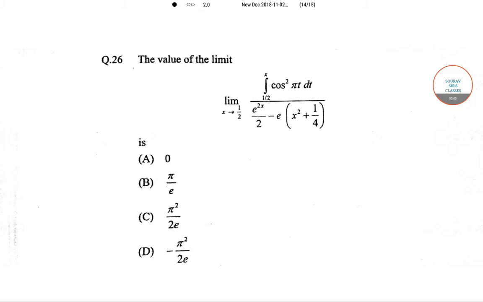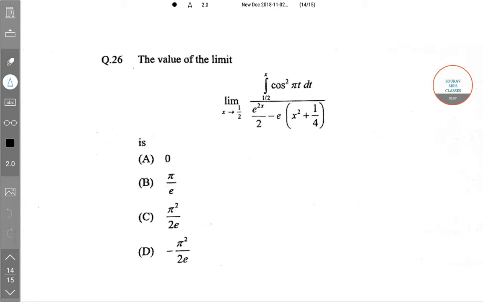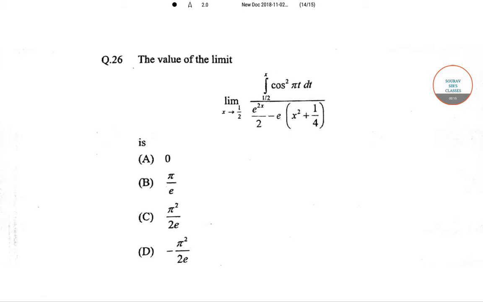The question is the value of the limit as x tends to half. In the numerator we have the integral of cos squared pi t dt from half to x, and in the denominator we have e to the power 2x by 2 minus e into x squared plus 1 by 4. Now this is of the 0 by 0 form. Now by L'Hopital, we'll differentiate the numerator and denominator both with respect to x.